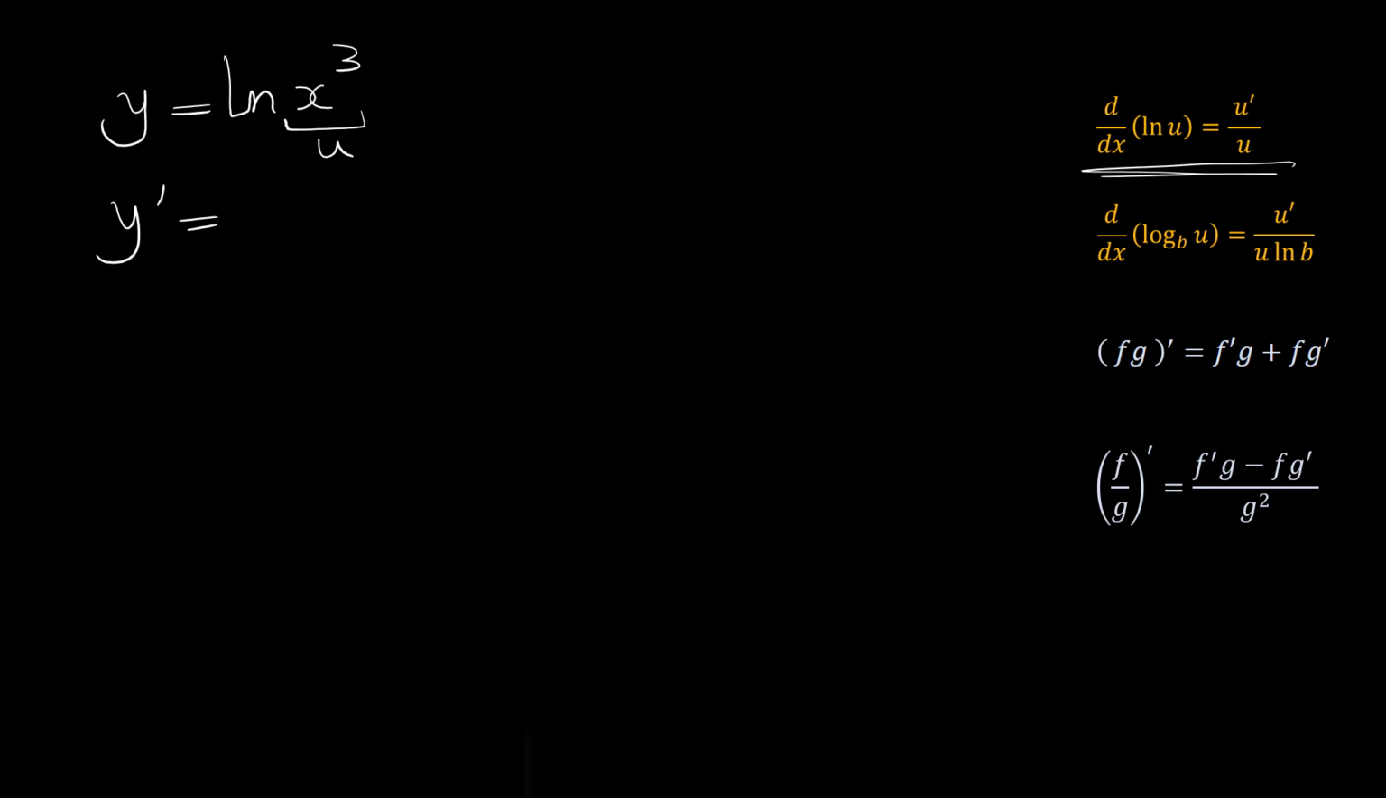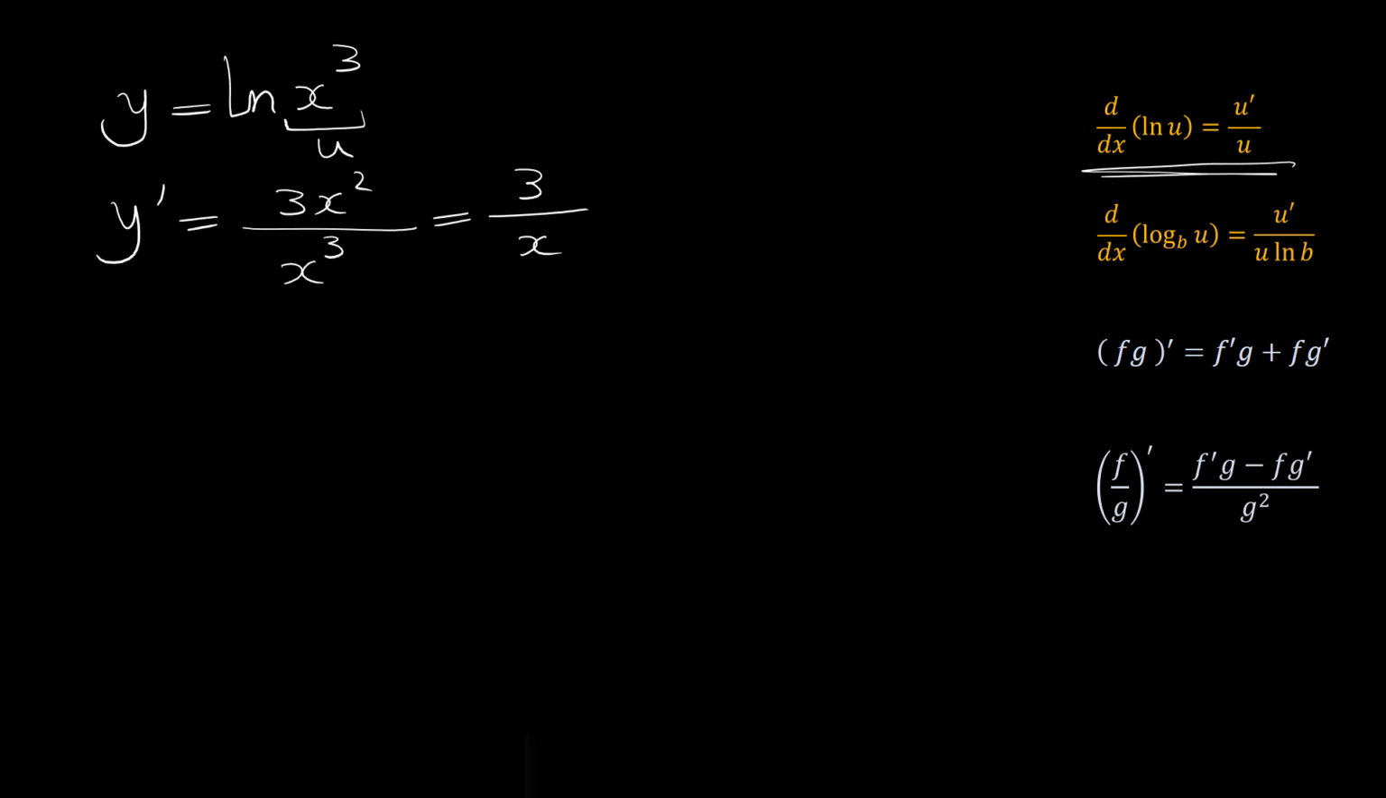Derivative of ln of u is u prime over u, and so derivative of ln of x to the 3 is 3x squared over x to the 3, u in denominator and derivative of that u in numerator. You can simplify x to the 2 with x to the 3 from the denominator, and we have 3 over x. So the derivative of ln of x to the 3 is 3 over x.